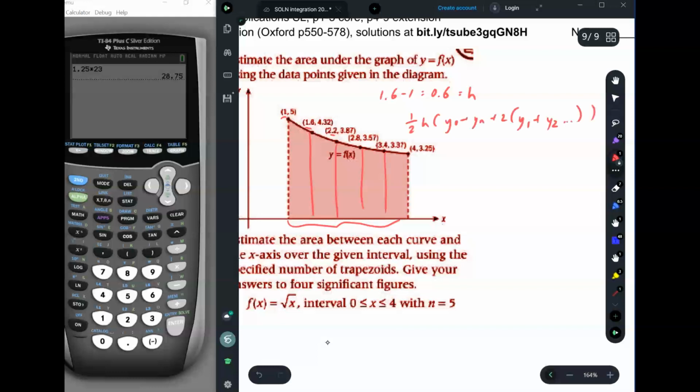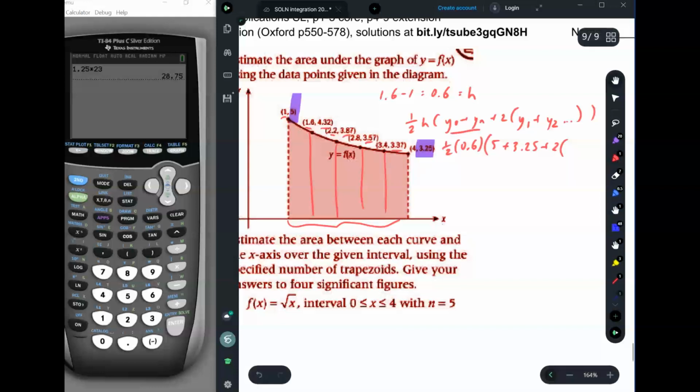So I'm going to put 1/2 times 0.6, which is the h, and then I'm going to put in the edge y values, which are 5 and 3.25. I'm going to put 5 plus 3.25. I don't multiply those times 2, and then I multiply all the middle ones by 2. So the middle ones are 4.32, 3.87, 3.57, and 3.37.